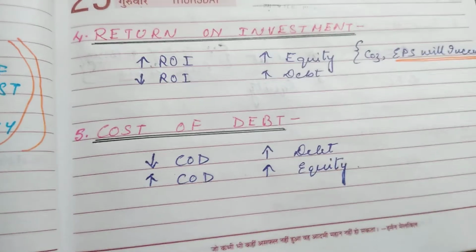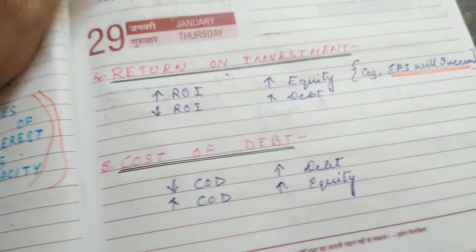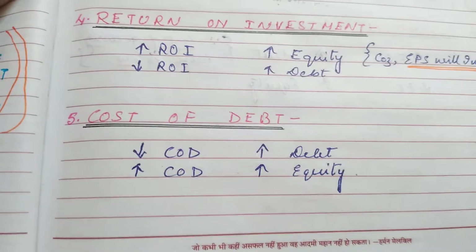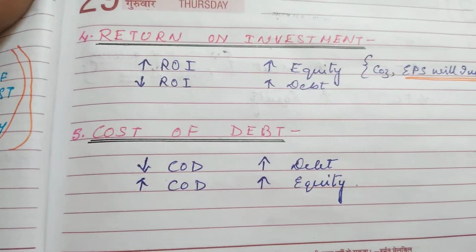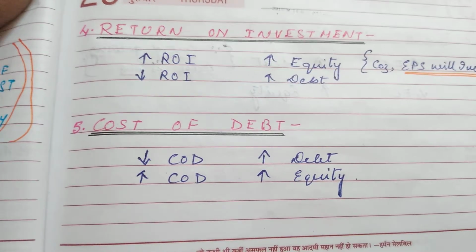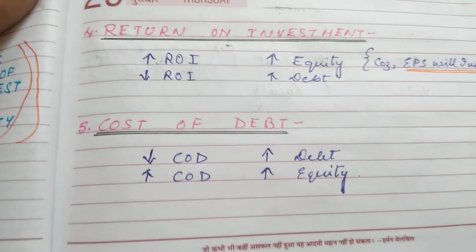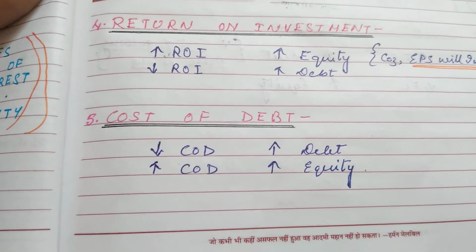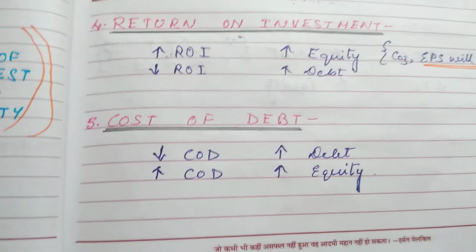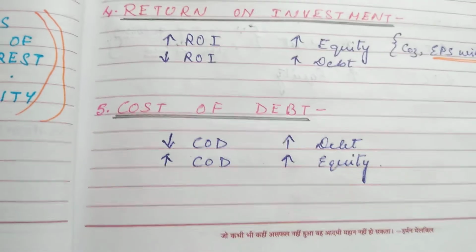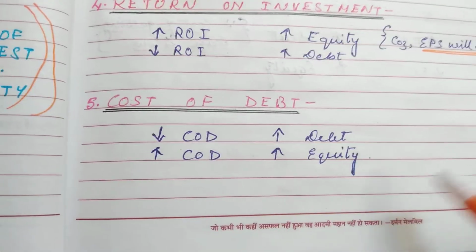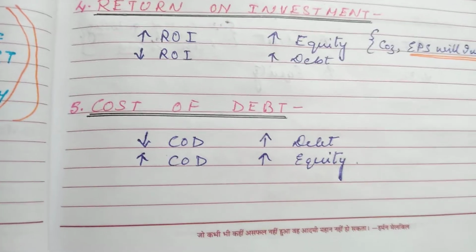Now the next one is the cost of debt. What is the cost of debt? See, the cost of debt is always the interest. So interest is the cost of debt. Whenever we talk about the cost of debt, if we can get funds or if we can get a loan at a lower rate of interest, then automatically we will go for debt. But if we don't get the loan at a lower rate of interest, then we cannot opt for that loan.